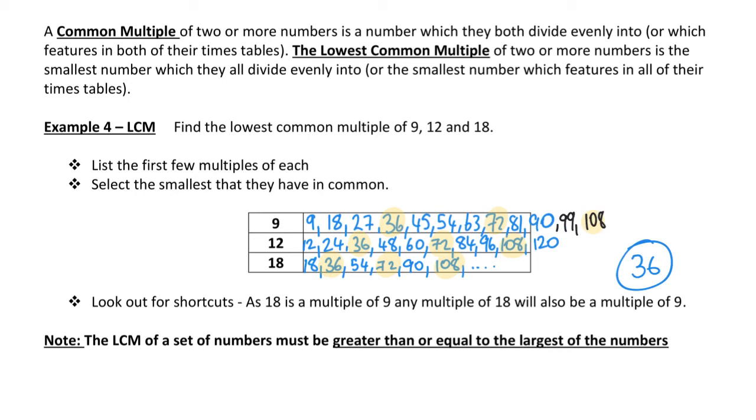So what we can see then, sometimes we can look for shortcuts. So 18 is a multiple of 9. So any multiple of 18 will also be a multiple of 9. So we can look through the multiples of 18 and 12 and compare those two rather than thinking necessarily about 9. And just to note, the lowest common multiple of a set of numbers must be greater than or equal to the largest of the numbers. Because it's a multiple, the key letter there is M, it's going to be in the times tables list, and it could be equal to the largest number, but it has to be bigger than certainly the smaller numbers that are in the list.